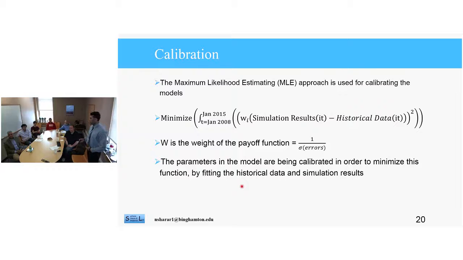Then we try to calibrate the model. We use maximum likelihood estimation. We try to minimize the error between historical data and simulation results. The weight that we are using for this function should be 1 over the standard deviation of error between simulation result and historical data. So we have around 35 parameters in our simulation model. All of them are being calibrated in order to minimize the objective function.